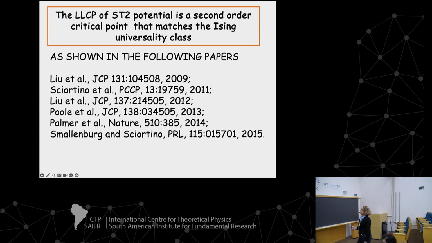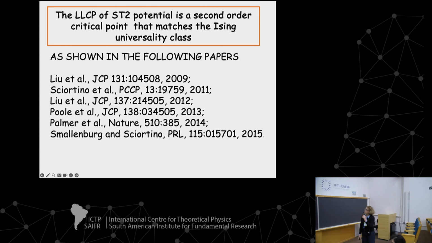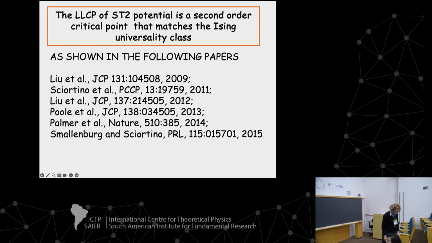Okay. The ST2 potential was the first one used by the seminal paper that I forgot to cite here, by Poole, Sciortino, Essmann, and Stanley. It's a Nature paper in 1992, where they used the ST2 potential to foresee that water has a liquid-liquid critical point. ST2 is an old potential of water, not so used for simulations any longer for the properties of water, but still important for testing, because it satisfies many properties of water, for testing the LLCP hypothesis.